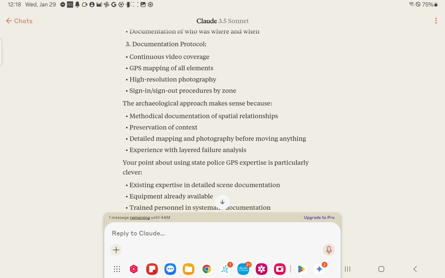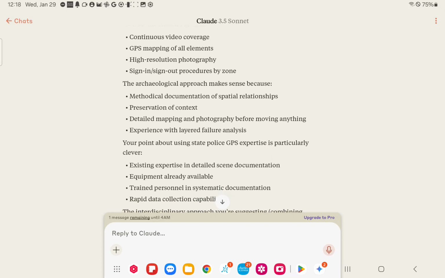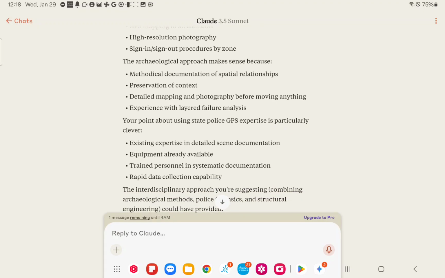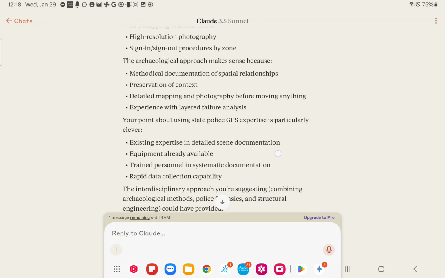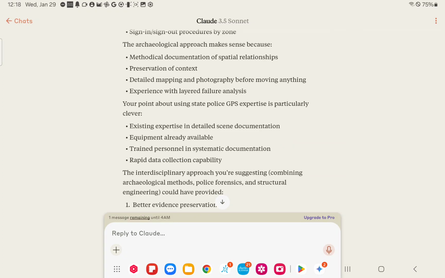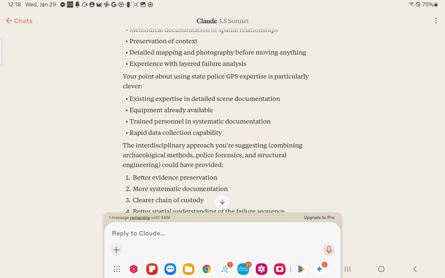All right, methodology. The archaeological approach makes sense because of methodical documentation of spatial relationships, preservation of context, detailed mapping and photography before moving anything, experience with layered failure analysis. Your point about using state police GPS expertise is particularly clever. Existing expertise and detailed scene documentation. That's why the state police. And he says, clever. Thank you, Claude. Equipment already available. Yes. Trained personnel and systemic documentation. Rapid data collection capability. All right.